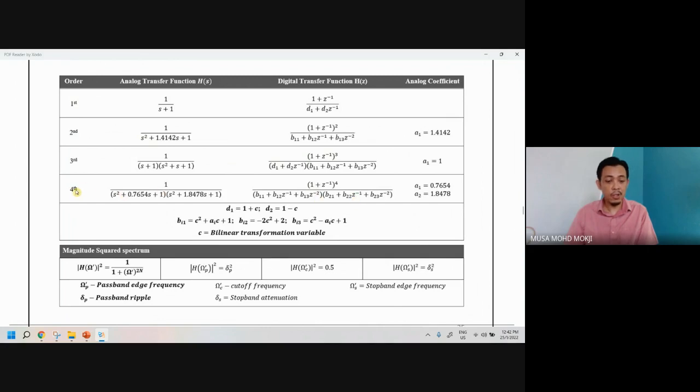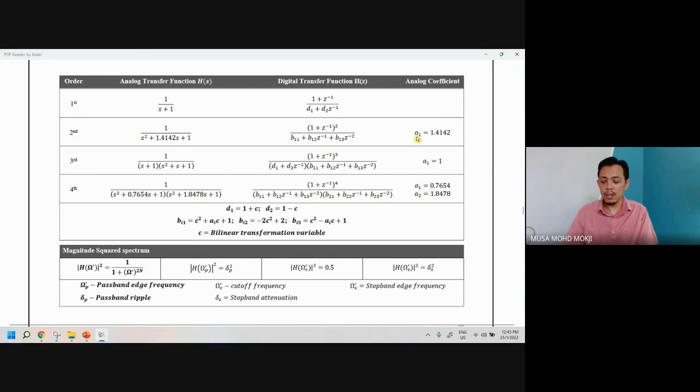If you look at the fourth order here, it is 1 plus z to the power of minus 1, to the power of 4. And we have two terms of this second order, where the highest power is minus 2. So we have two sets of this. Because of that, we have two sets of the power of 2 also here. So we have A1, which is 0.7654 here. And then this is the second A, A2, 1.8478. If you're confused, no worry, because the A is already listed here.